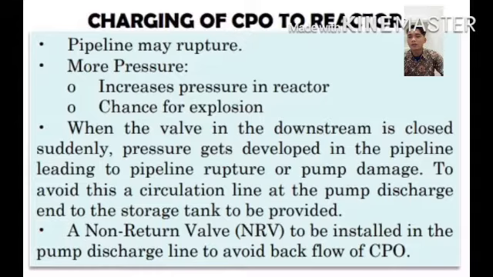For the charging of CPO to reactor VE201, more pressure, which increases the pressure in the reactor, is a chance for explosion. When the valve in the downstream is closed, suddenly pressure gets developed in the pipeline, leading to pipeline rupture or pump damage. To avoid this, a circulation line at the pump discharge to the storage tank should be provided. A non-return valve NRV should be installed in the pump discharge line to avoid back flow of CPO.